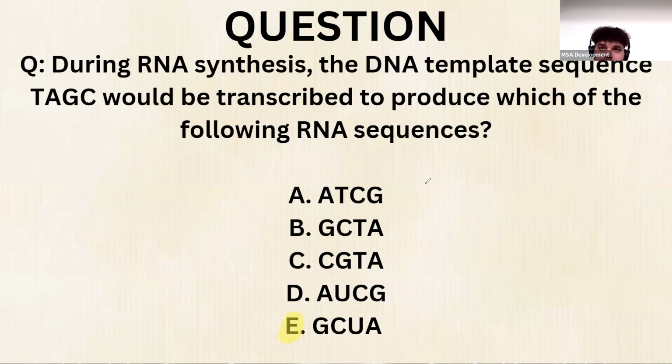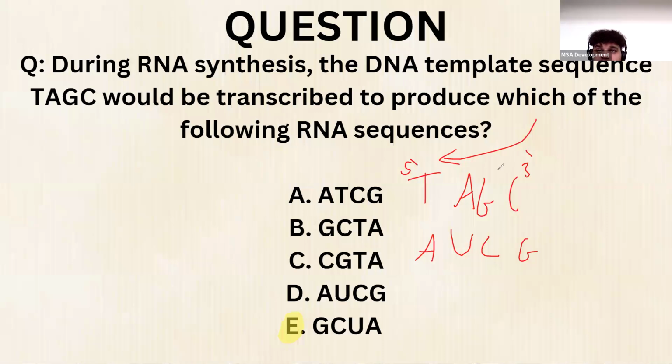So I'm going to repeat it one last time. TAGC, 5' to 3'. The ribosome, how will it read this sequence? It will read it in this direction. So what will I get? I will get G, C, U, A. And then it's anti-parallel. So I will flip the 5' and the 3'. So this is 3', this is 5'. How do I read the RNA? I will read it in the 5' to 3' direction. So I will get G, C, U, A.